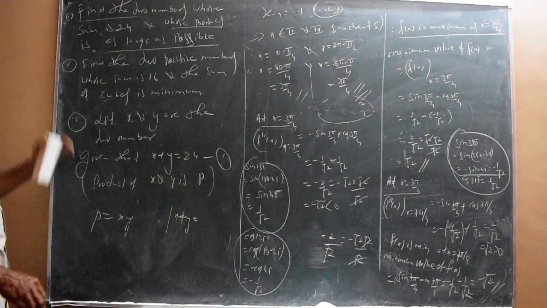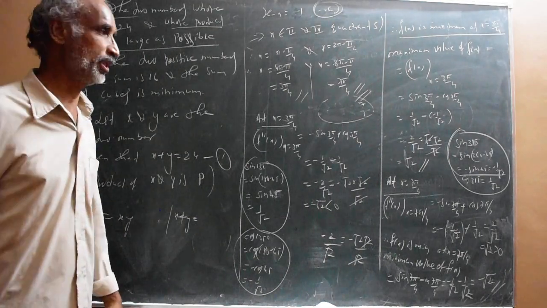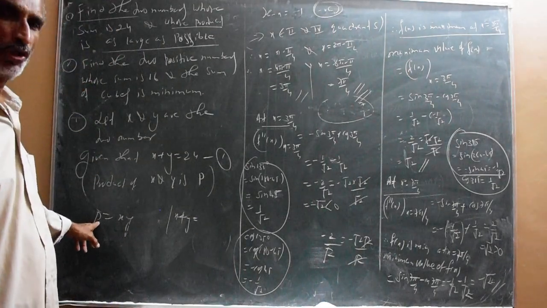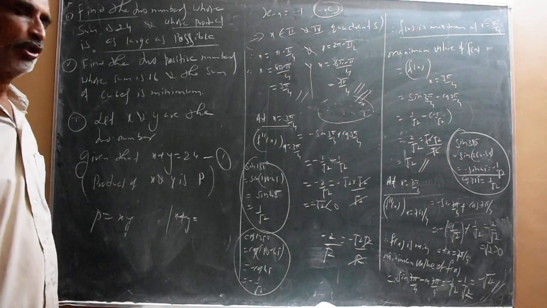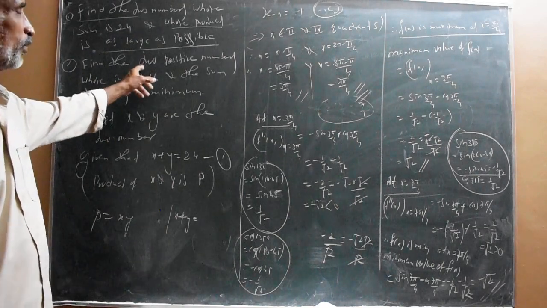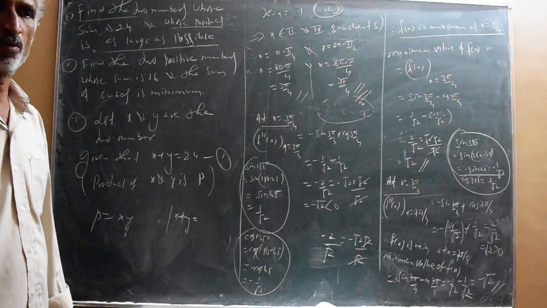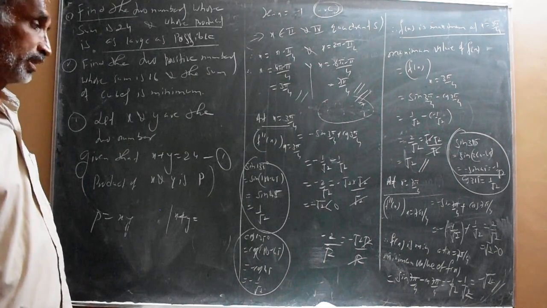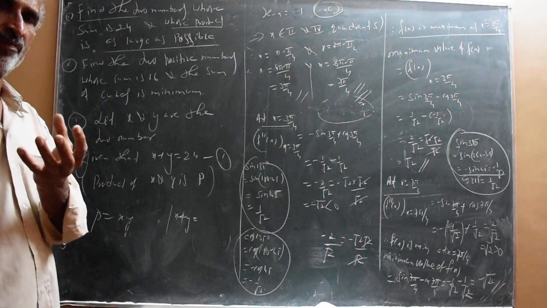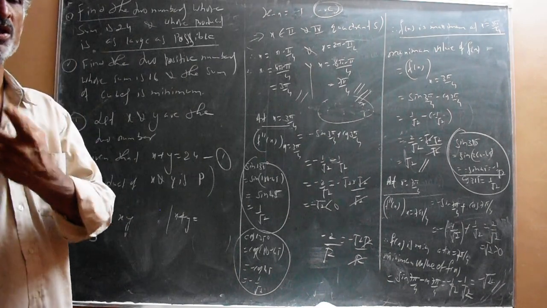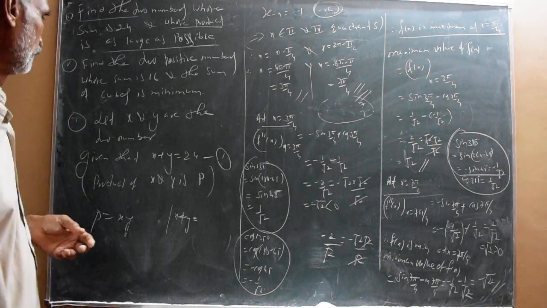If two variables are there on the right-hand side in maxima and minima statement problems, in the function which is to be differentiated, in the statement problem, whichever is large means maximum, whichever is small means minimum, is mentioned. That function you have to take, and that function should have a single variable. Okay, so that is the technique.